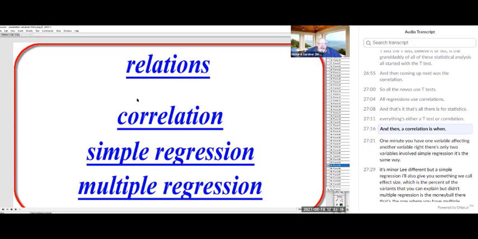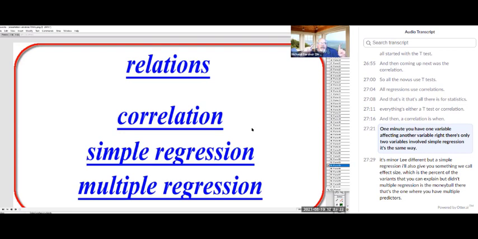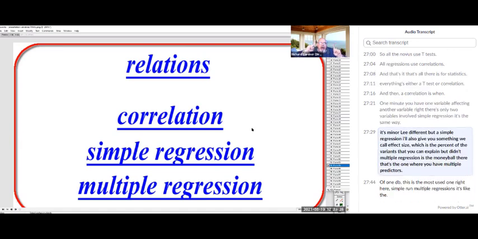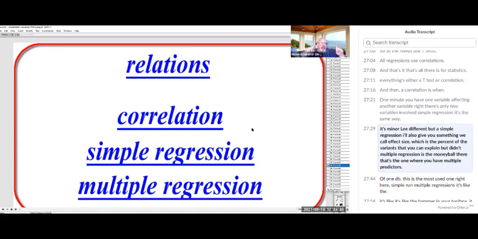And then a correlation is when you got one variable affecting another variable, right? There's only 2 variables involved. Simple regression, it's the same way. It's minorly different, but a simple regression also gives you something we call effect size, which is the percent of the variance that you can explain.